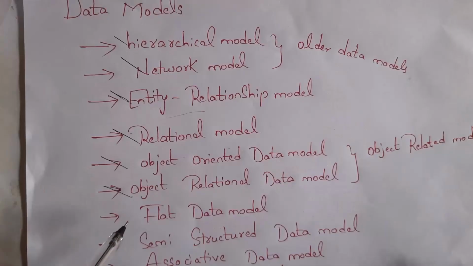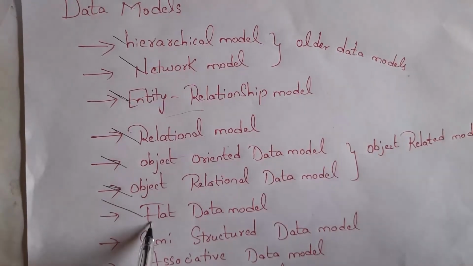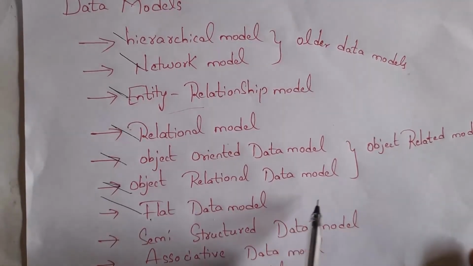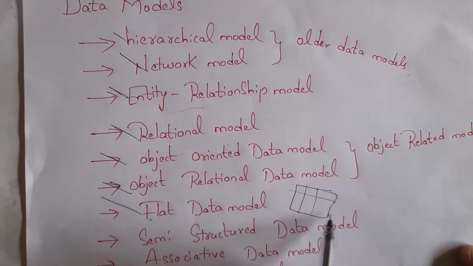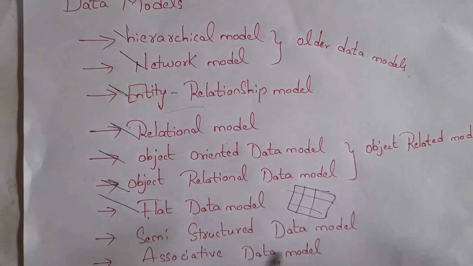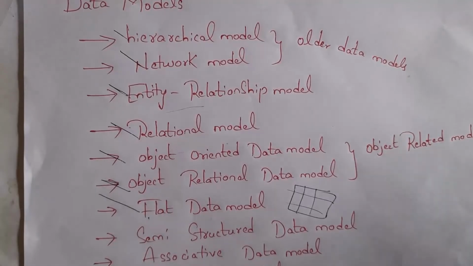Next, I will explain the flat data model. In olden days when computers were first introduced, we used to store our data in flat files. Just inside a file we will create one table and we will store data. Guys, it is not a relational model, but simply we will create one table inside a file and store data. And for example, if any person wants any information, then he needs to read this entire table. So this flat data model is very slow and inefficient.